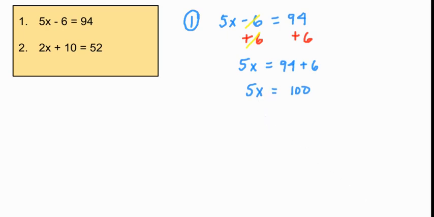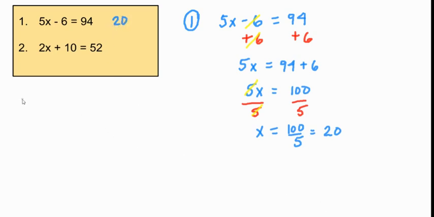Only one thing needs to be done now. We need to do the opposite of what's being done to x. X is being multiplied by 5. So let's divide both sides by 5. Once again, that's going to cancel the operation being applied to x and leave us with just x on the left. And 100 divided by 5 on the right, we simplify that to the number 20. So the answer to problem 1 is 20.